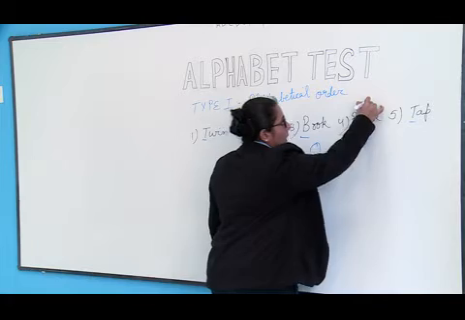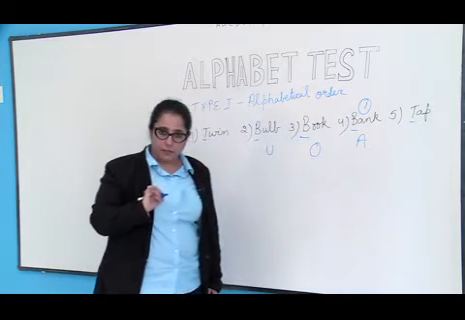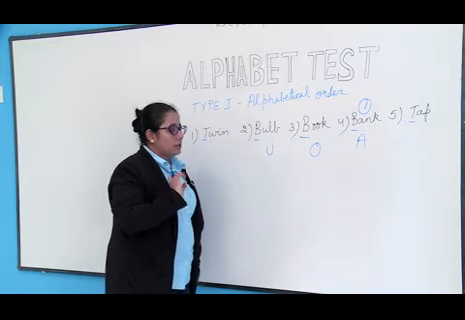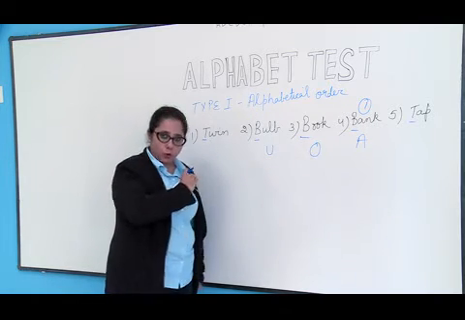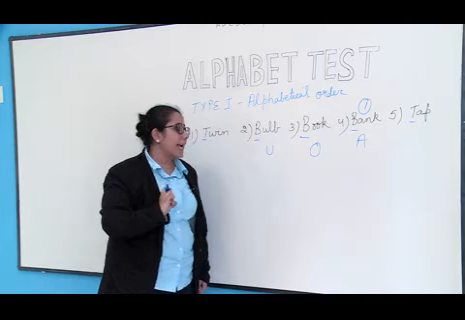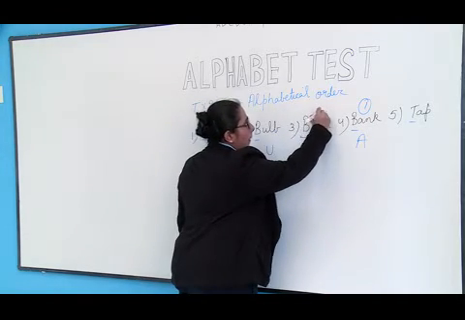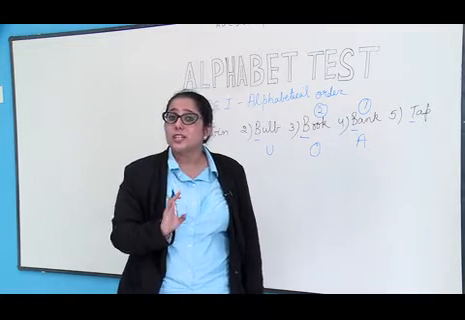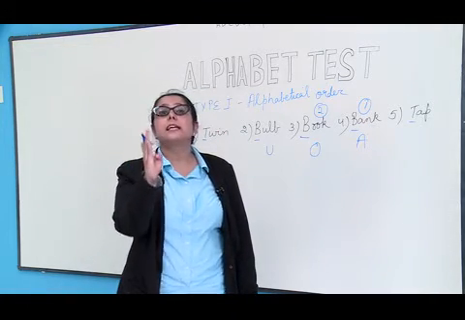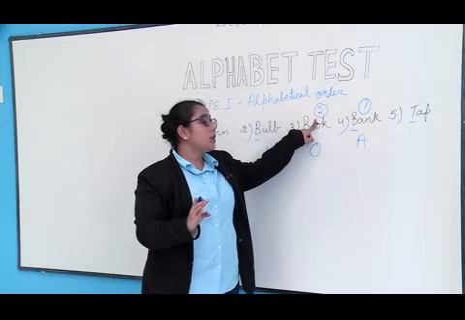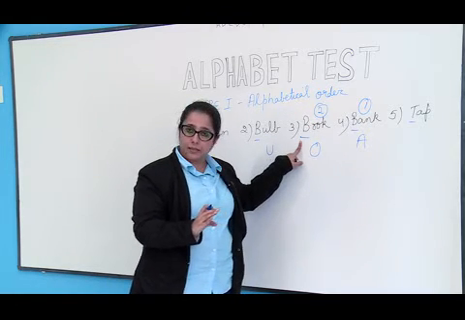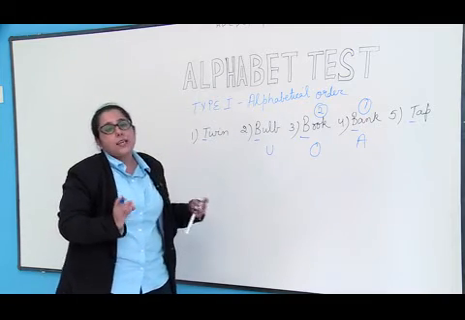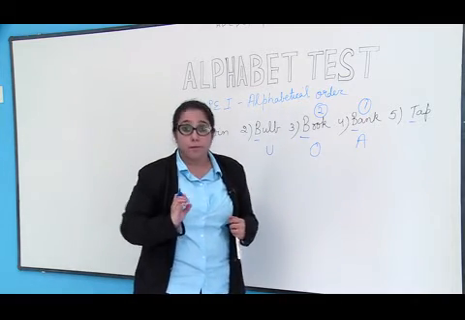So the first word would be definitely bank, as A comes before O and U. So the first word would be bank. The second word would be book. Now here is a trick to solve the question. Now the question is asking you which word comes in the second position. The moment you are able to recognize that book is at the second position, you don't have to solve the entire question and waste your time, as the time is very limited in competitive exams.